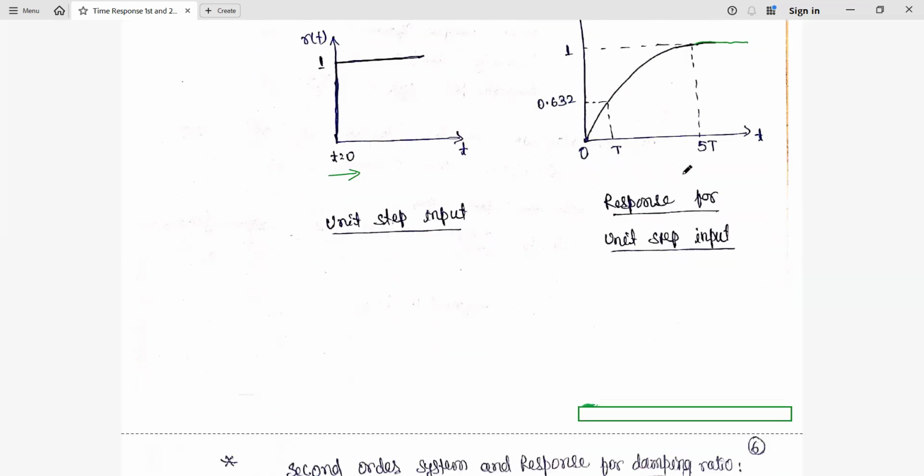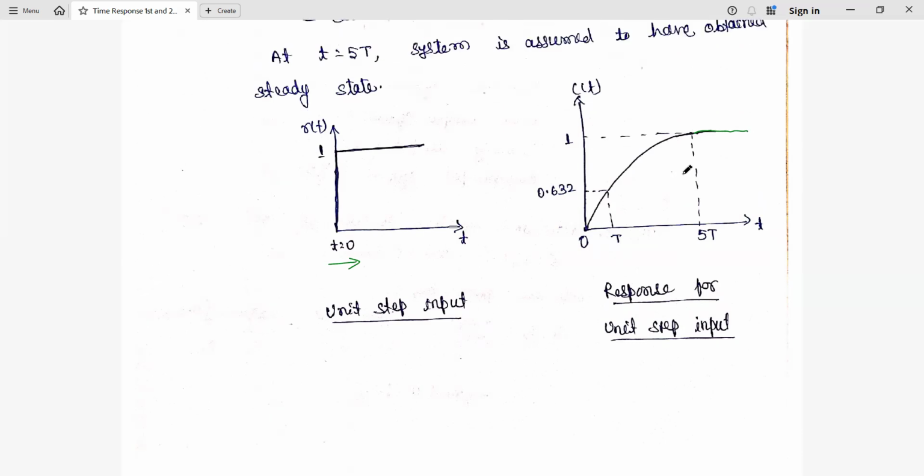Like this, you can obtain the response of the first order system for any function, whether it is parabolic, ramp or impulse. We have to be careful about what the input signal is, what the value of r of t is, and what the corresponding Laplace transform is.